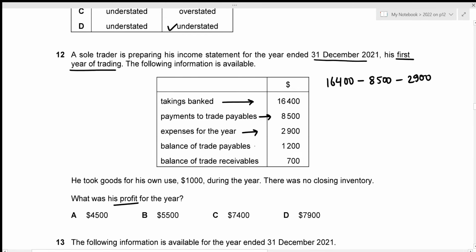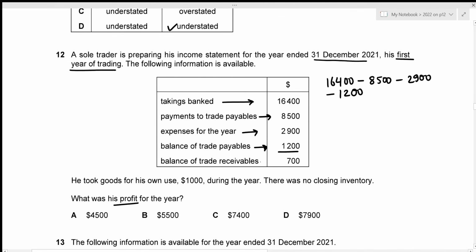Then we have balance of trade payables. So remember that trade payables occur for our credit purchases. And remember that this is his first year of trading, which means that all of these trade payables relate to the credit purchases made in this year. And be it cash or credit, purchases are always subtracted. So we're going to subtract this amount of 1,200 as well.